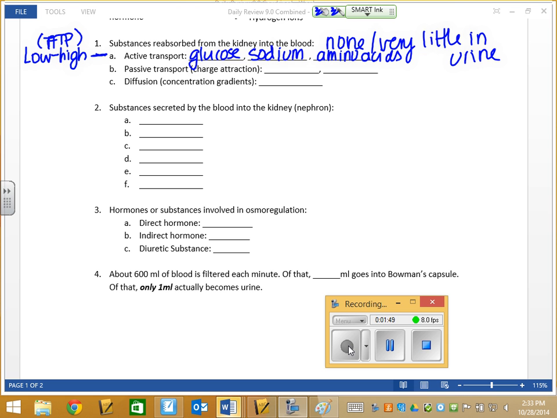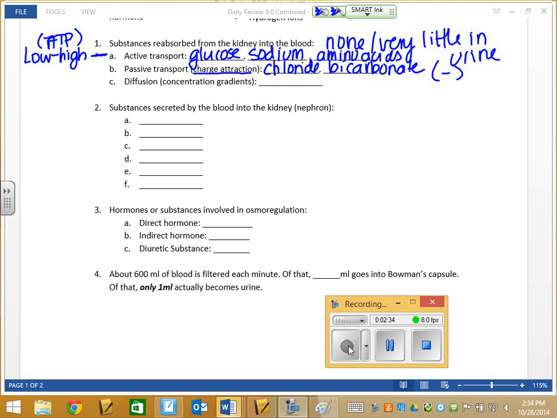Now, the second two things are substances that would be reabsorbed because of passive transport. That means I don't need cellular energy for this to happen. They are going to move because of charge attraction. And so I mentioned to you a couple of negatively charged things that would now be attracted to, say, the positively charged sodium ion. So this is where chloride and bicarbonate ions go, because they are both negatively charged. They'll be attracted to the positively charged substances that I've reabsorbed through active transport.